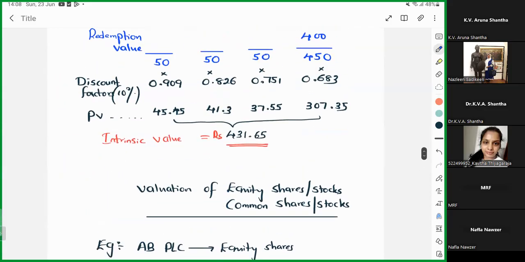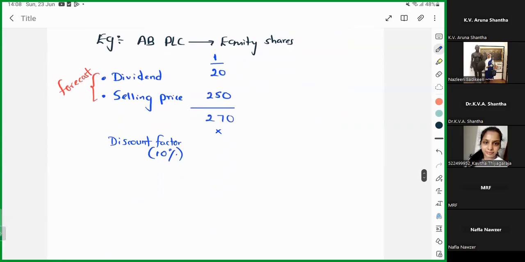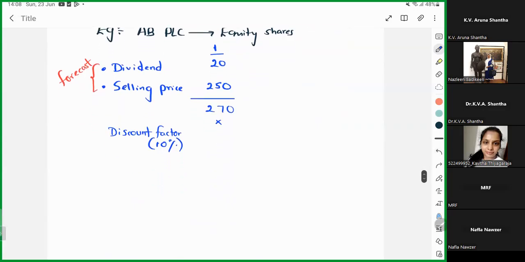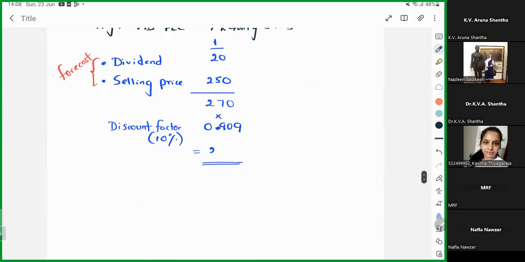We got it earlier. How much? 0.909. Right. So the cash flow multiplied by the discount factor gives you the present value of the cash flow. How much is the value per share now? Yes, 245.43. So the value per share, or intrinsic value, is 245.43.